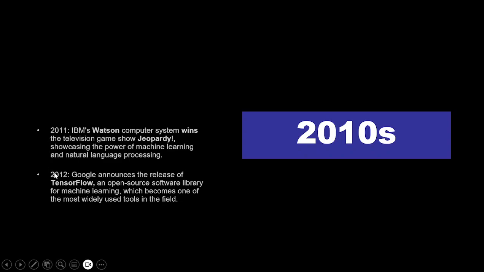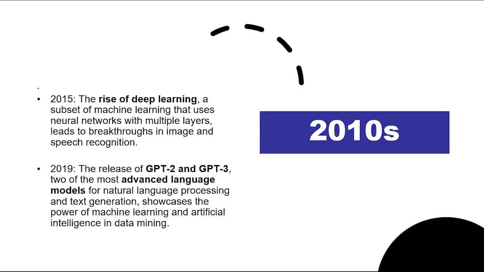And then in 2012, also Google released TensorFlow. I didn't actually realize that was Google's product, which is an open source software library for machine learning. And it's apparently one of the most widely used tools in the field. I did not know that. Yeah. Again, so the 2010s were, of course, a huge decade here.